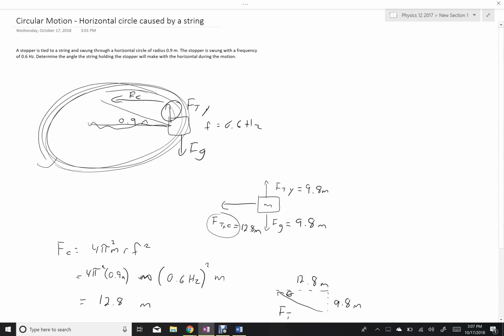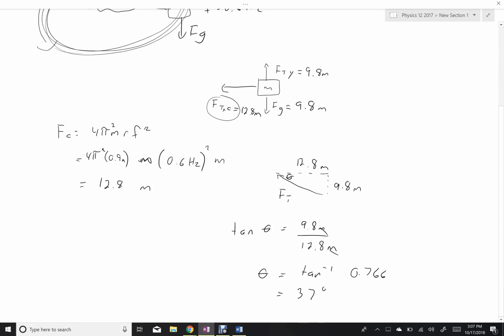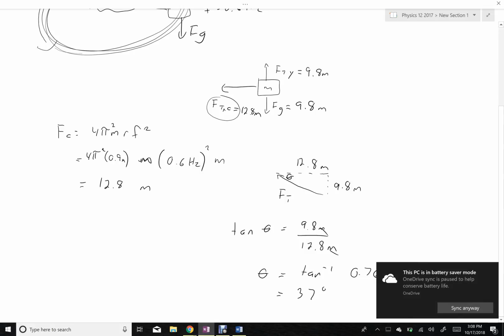And that angle is going to throw off any sort of experiment or something like that you might have done with these kinds of things. Anyway, that's how you can predict the angle.